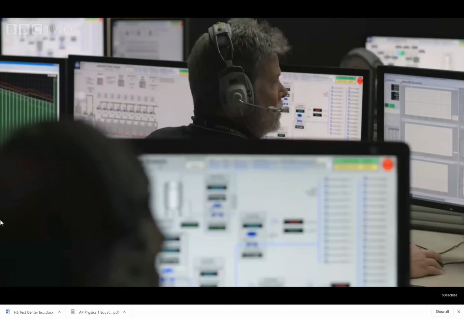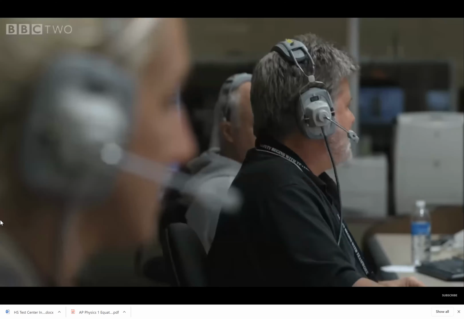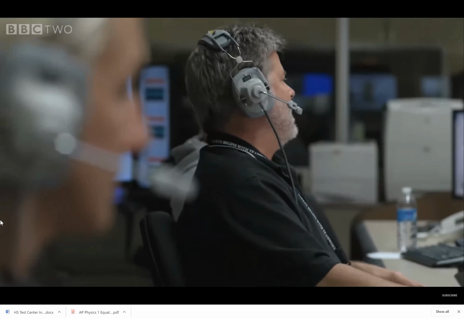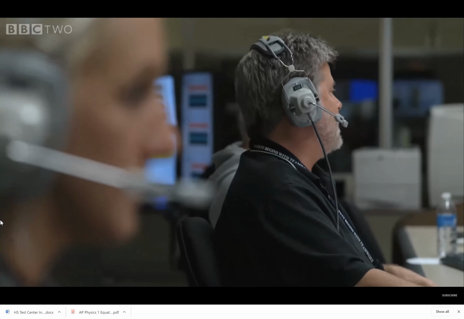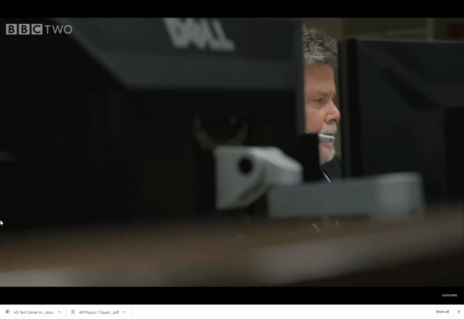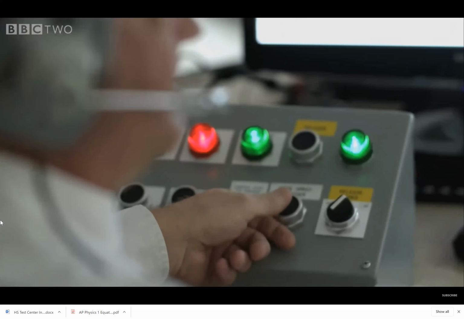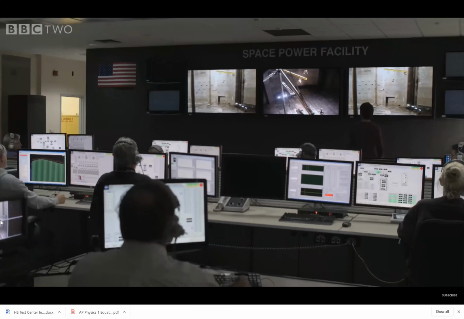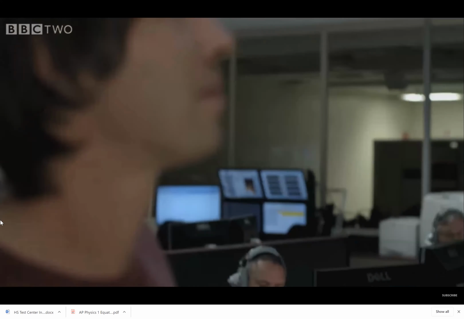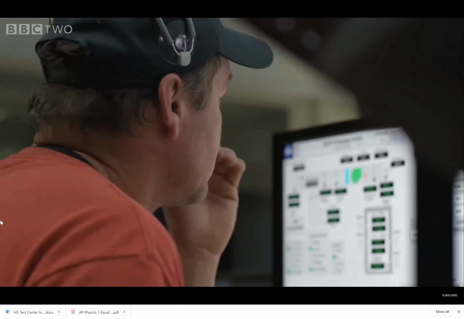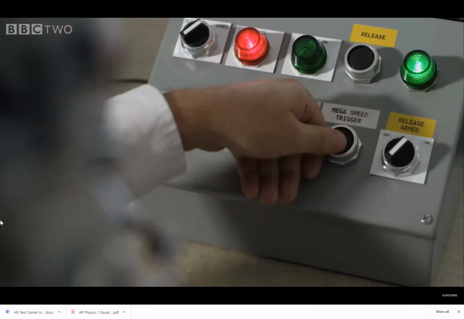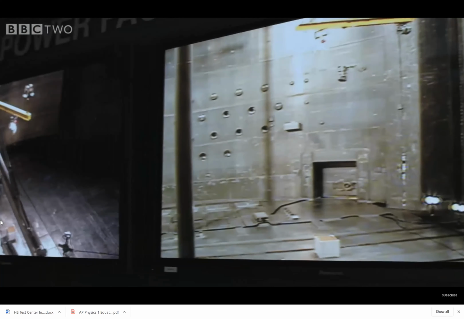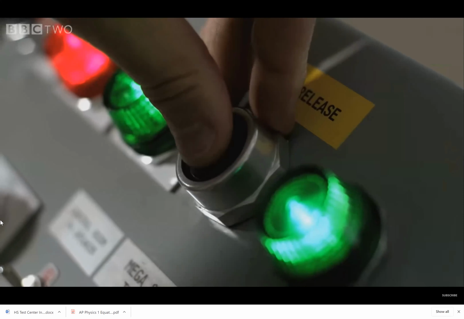6104 manual, 10% open. Station 1, go for drop. PCV 30-1, pressure set point at 240 psi. We are go for drop. 10, 9, 8, 7, 6, 5, 4. Cameras on. 2, 1. Release.